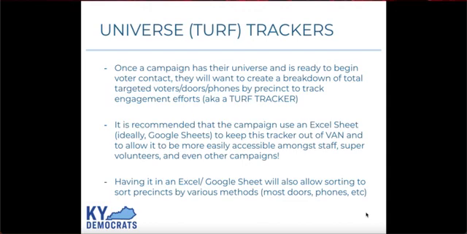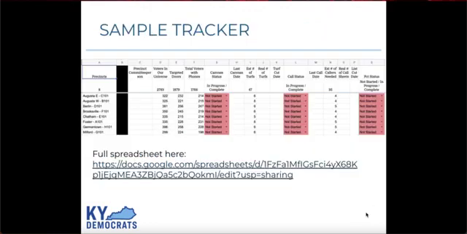Also, with it being in a Google Sheet, it will allow sorting. That way, you can sort precincts by various methods. So, if you're doing precinct prioritization, you might want to see which are your most dense precincts with the most doors, which precincts might be more rural areas, but they have a good amount of phones. Things like that that are very much the bread and butter of what an Excel or Google Sheet can do.